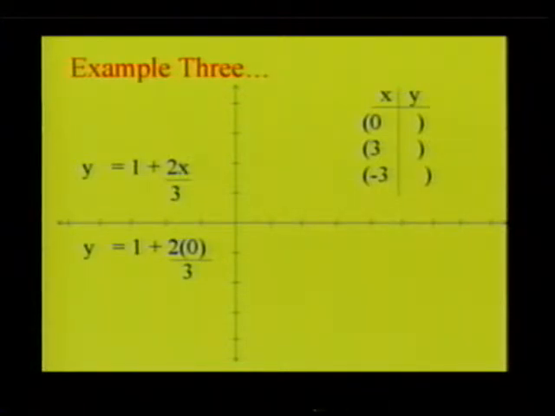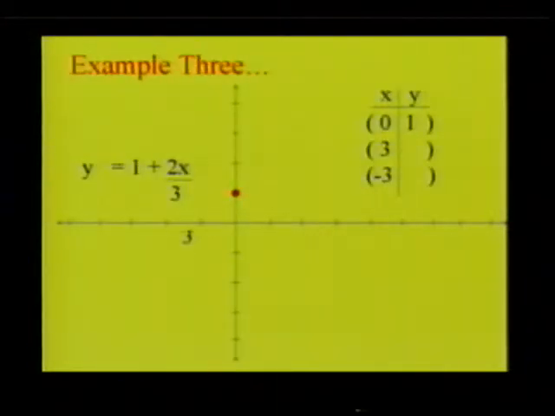Okay? If I put in 0, that's easy. Y is 1. There's 1 point. Okay? If I put in 3, now here's where we reap the benefits of putting multiples of 3. 2 times 3, you see what happened there? They canceled. Now that wouldn't have happened if I had put in a 2. It would still work, but it would have been a messy fraction. So that'll cancel. And 1 plus 2 is 3, so put in that point.